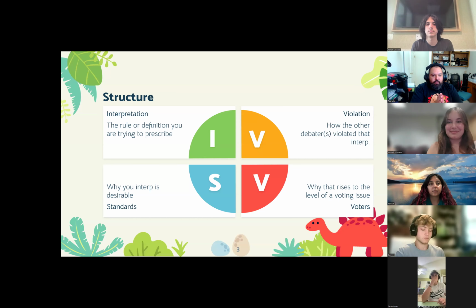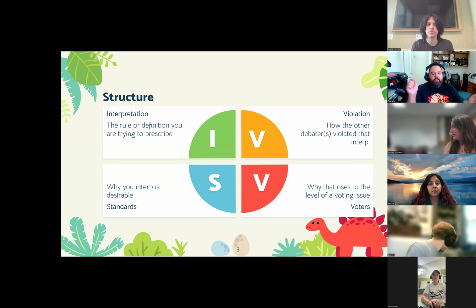Okay, all of you are at least relatively advanced debaters, so none of this should be new to you. But for anyone who's watching this in the future on Proteus or whatever, the general structure of every theory argument is identical. There are four parts to theory arguments, and those four parts are the interpretation, the violation, the standards, and the voters. The interpretation is the rule or definition you're trying to prescribe.